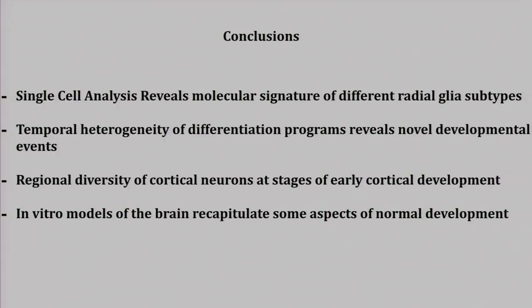So to summarize my talk, I talked about how we employed single-cell analysis to try and identify and characterize the diversity of radial glia subtypes in the developing brain, and how that helped us identify some of the differences between human and mouse cortical development. We looked at the heterogeneity of differentiation programs, and especially the early evidence for very early emergence of area-specific excitatory neurons that we were very excited about. And how we are now trying to recapitulate some of the same processes in vitro using cerebral organoids.